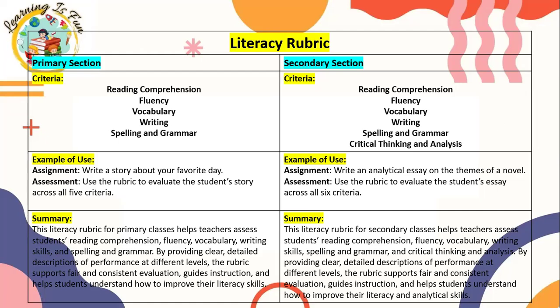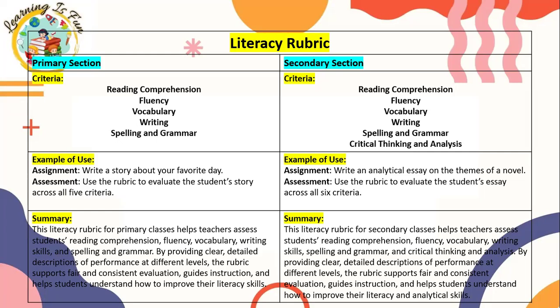Now, summary. What is a summary? The literacy rubric for primary classes helps teachers assess students' reading comprehension, fluency, vocabulary, writing skills, spelling, and grammar by providing clear, detailed descriptions of performance at different levels. The rubrics support fair and consistent evaluation, guide instruction, and help students understand how to improve their literacy skills. Got it? It will help them improve their literacy skills.